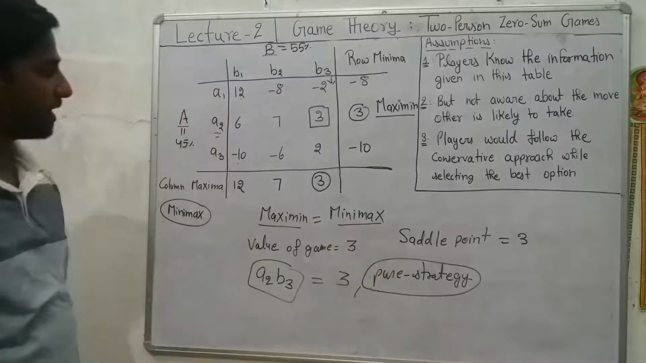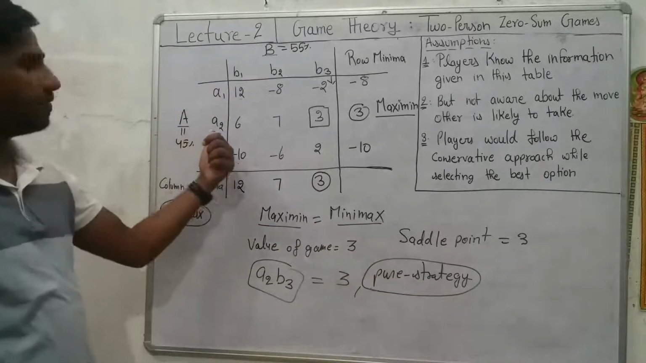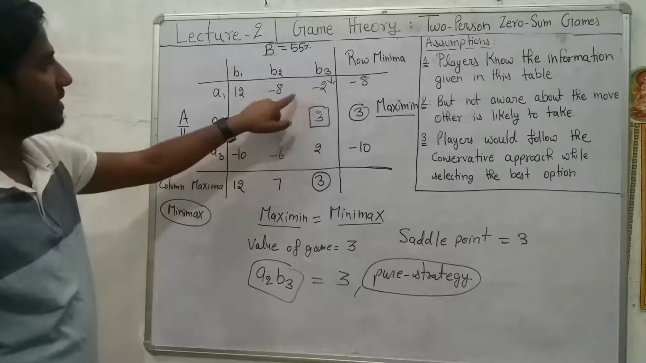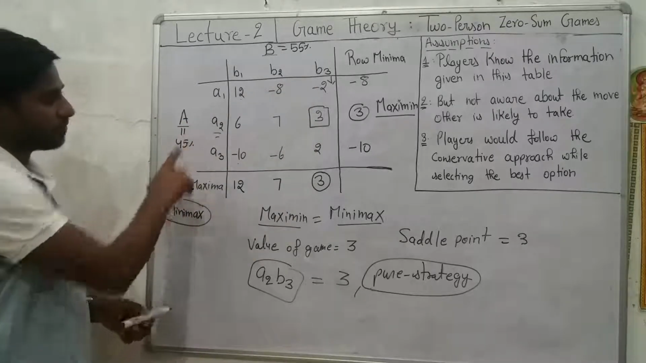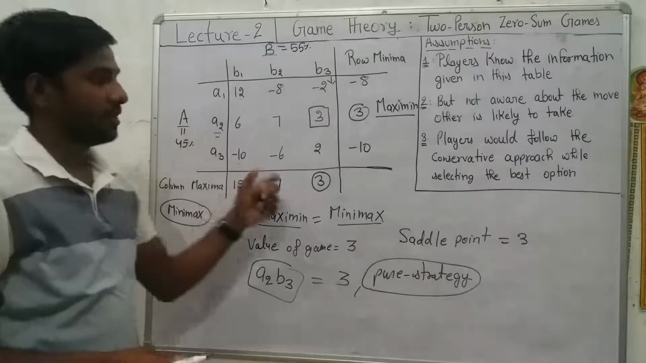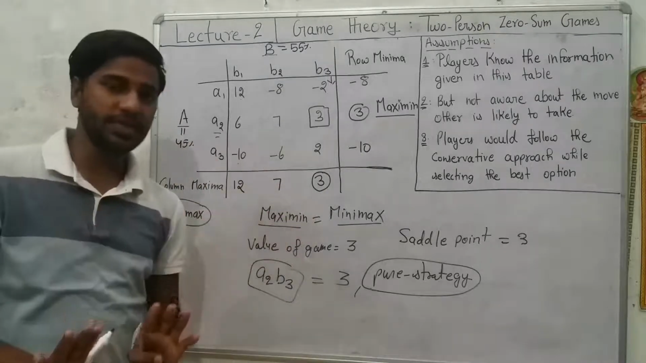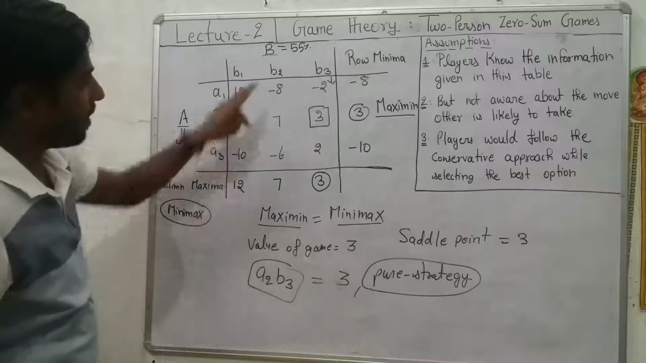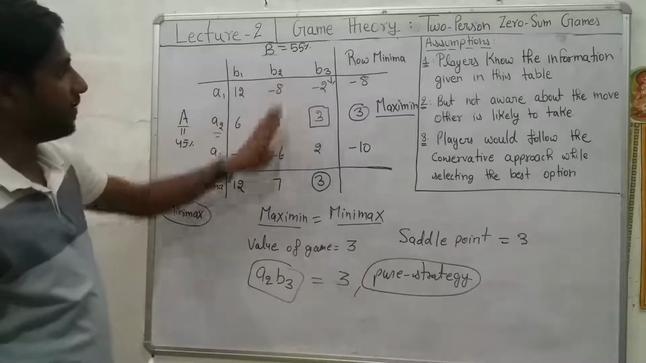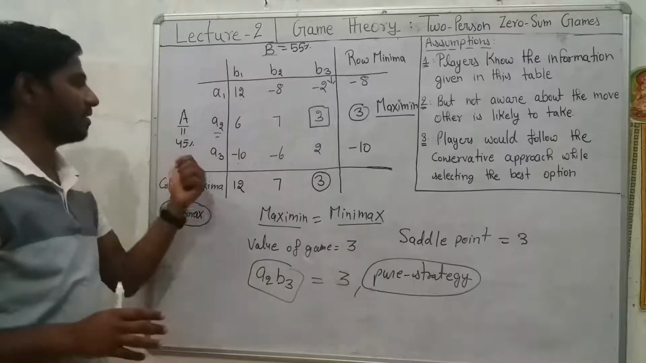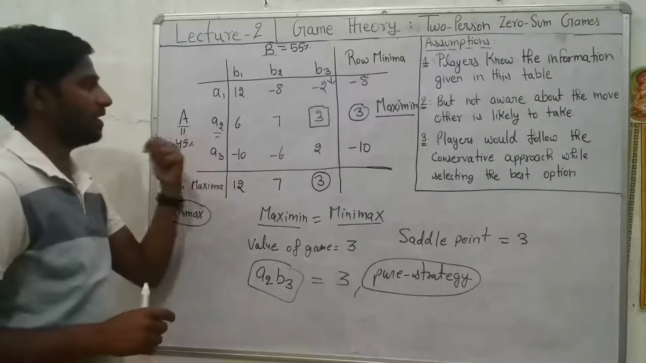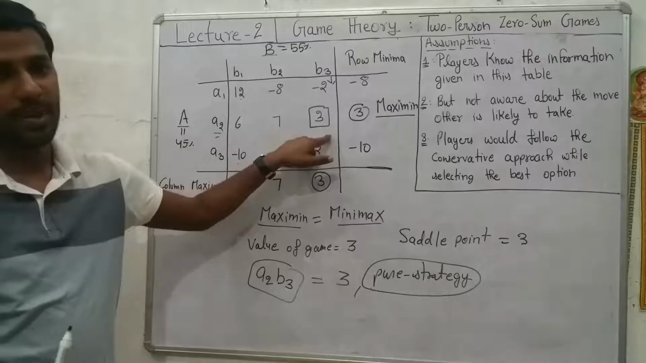So the optimal strategy for A would be A2, and the optimal strategy for B would be B3, because by adopting A2, A is ensuring at least a 3% gain of market share, and by adopting B3, B is restricting A to gaining only 3% of the market share.